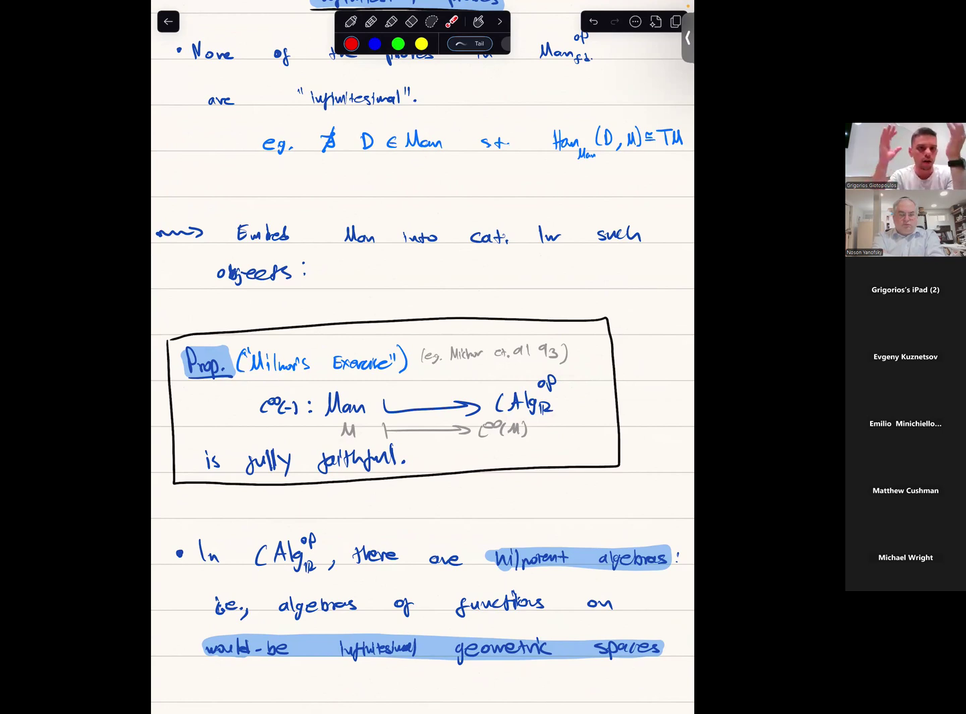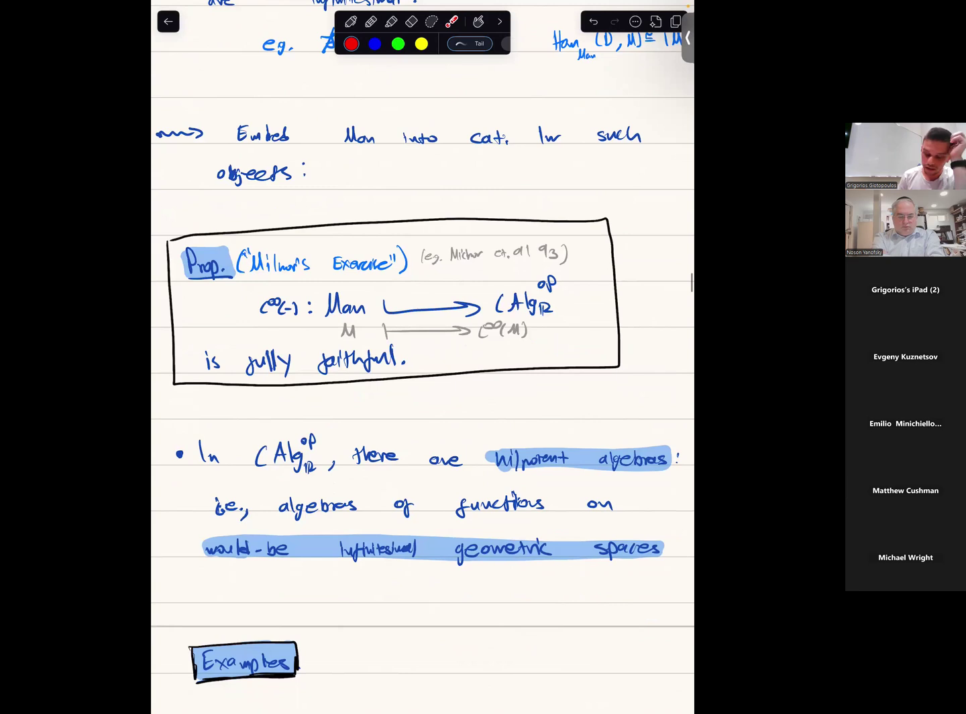But now we say, okay, well, there is a certain full subcategory of commutative algebras, opposite, that is literally manifolds. So in this sense, we can enlarge, we can say, okay, let's add some more objects that we can interpret as functions on would-be spaces that are inside and near the image of this functor, okay? In particular, in commutative algebras, there are nilpotent algebras, okay? These are algebras that we are going to interpret as algebras of functions on would-be infinitesimal geometric spaces, okay?